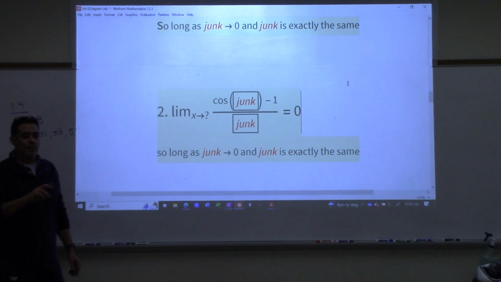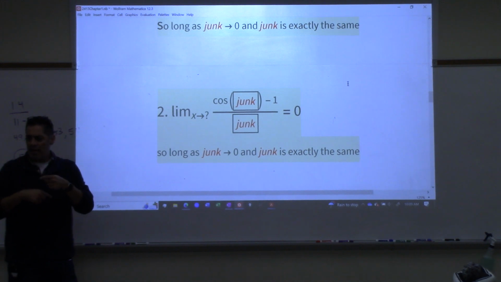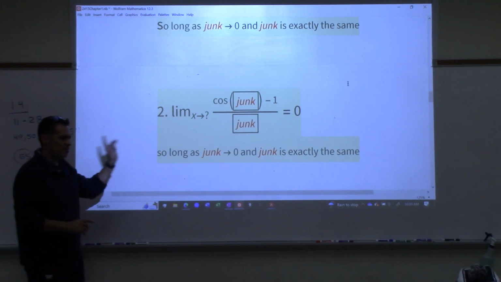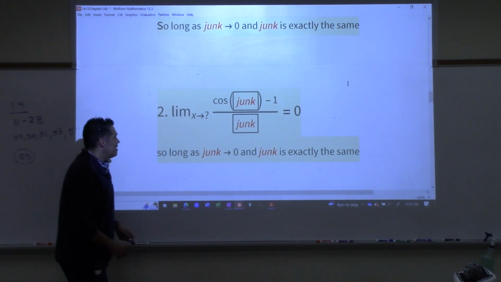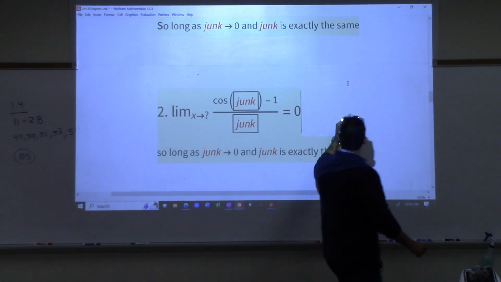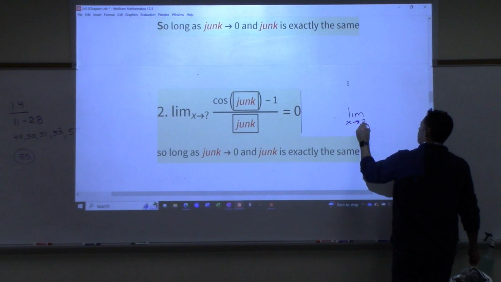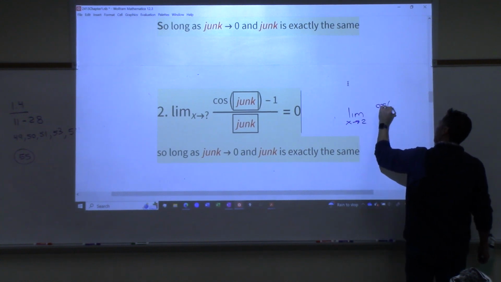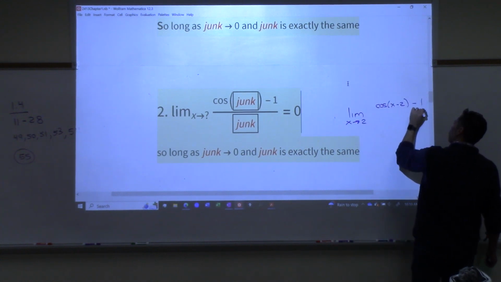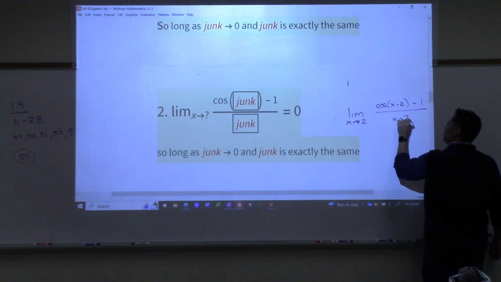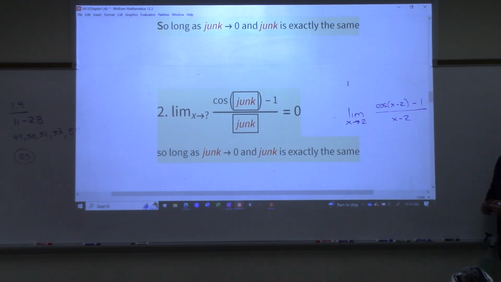You cannot flip this one over. You know, with the sine, you could flip it and do it either way. For this one, it's this way and this way only. So as an example, just so you see it, if I had this limit x goes to, let's say, 2 of cosine of x minus 2 minus 1 over x minus 2. Look at that right there.